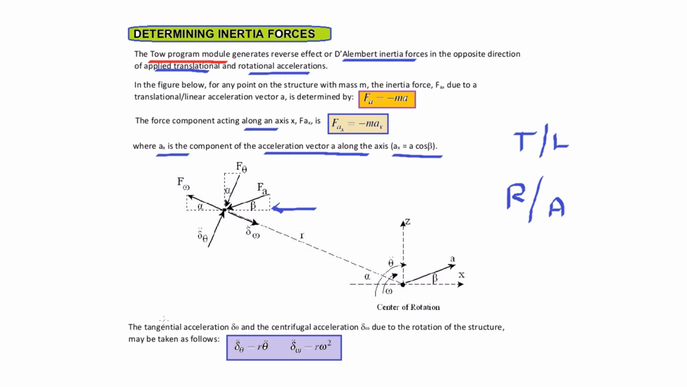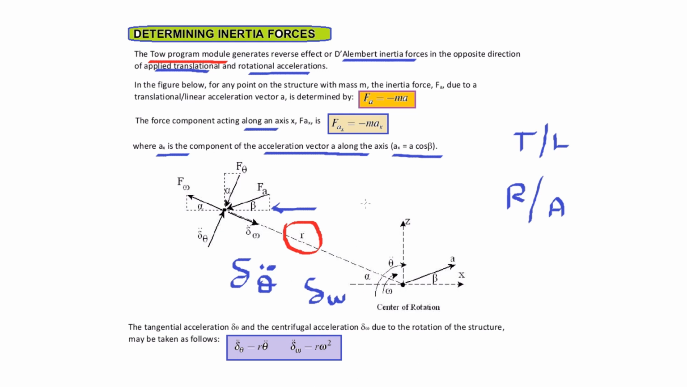It would come. The tangential acceleration r delta theta and centrifugal acceleration delta omega. So there are two types of acceleration. One is the tangential acceleration, another one is centrifugal acceleration. So there are two forces. Here you can see this delta theta is r times theta double dash, and delta omega is equal to r times omega squared. r is the distance between the center of rotation to the center of gravity.